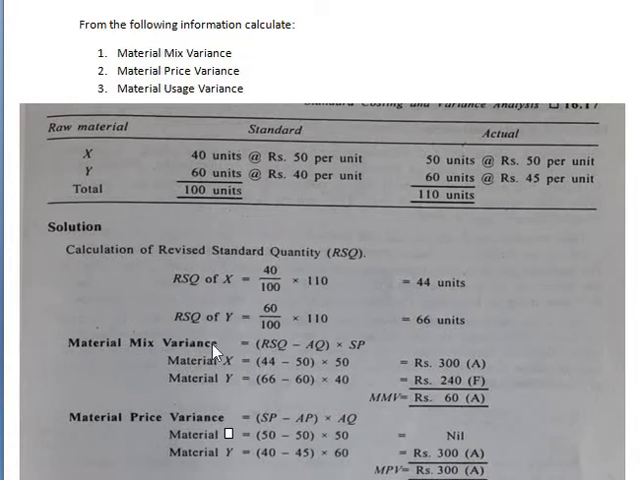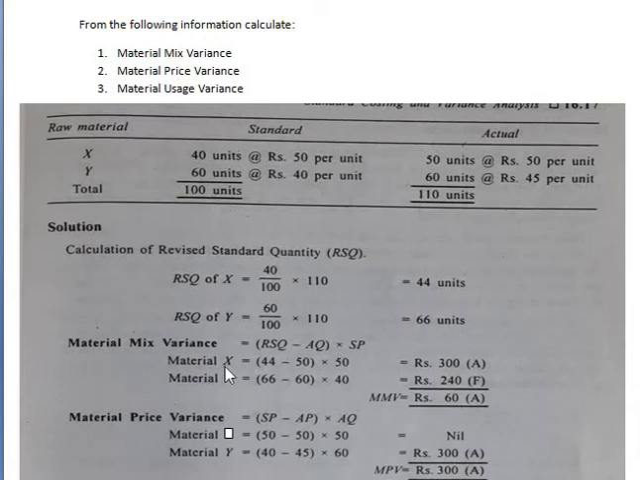First of all, let us look at the material mix variance. According to the formula, the material mix variance is revised standard quantity minus actual quantity into standard price. First of all, we have to find out the revised standard quantity. The revised standard quantity of X will be the standard quantity of X itself divided by the total standard quantity, that is 100 units, then into the total actual quantity, that is 110 units. So the revised standard quantity of X will be 44 units. Now the revised standard quantity of Y will be the standard quantity of Y itself divided by the total standard quantity, that is 100 units, then into the total actual quantity, that is 110. So we'll get here 66 units.